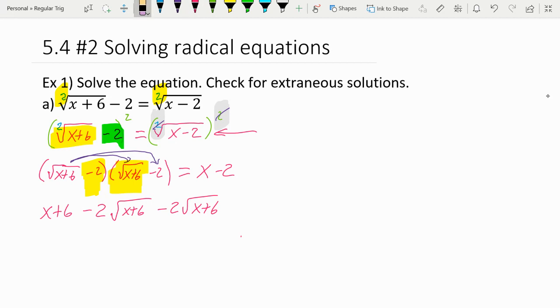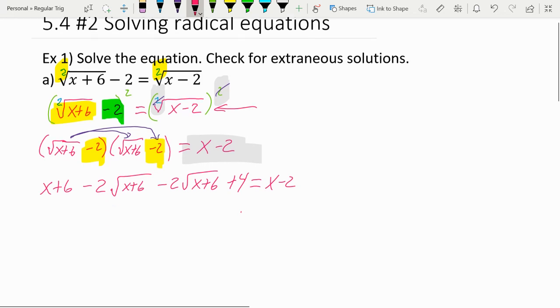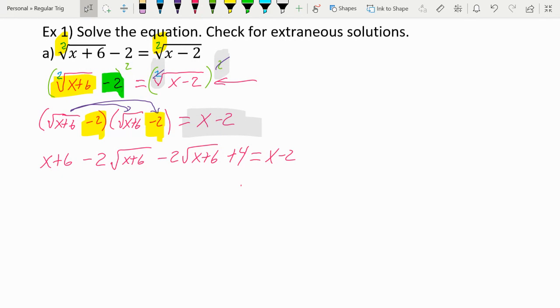Then we get down to the easy part. Negative 2 times negative 2, which gives us positive 4. Now I'm just going to drag this stuff along, x minus 2. Now I'm just going to focus in on the left side of the equal sign. That's all I'm going to do, because I've got a lot going on here. Let me look for like terms first.